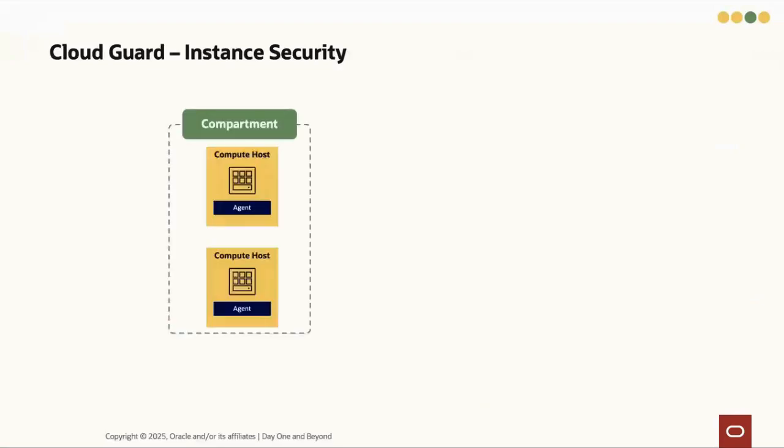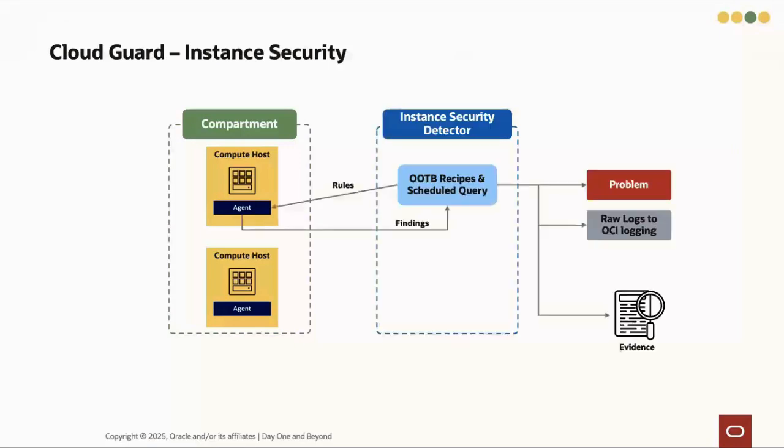So instance security: we have a compartment, you have your instance there. The way it works is that there's an agent installed on all of your compute nodes. This agent reads information based on the OS and sends data to the out-of-the-box recipe rules and any scheduled queries that you may have defined. That generates a report, and if there's an issue, it would generate a problem.